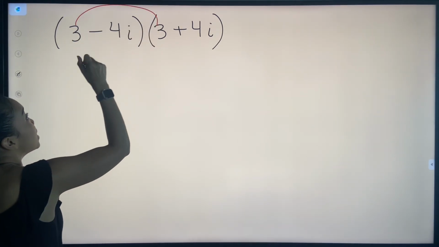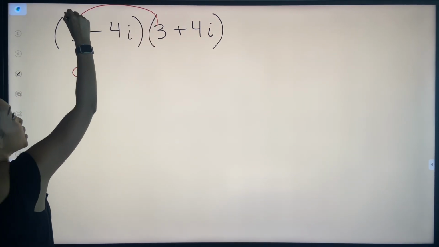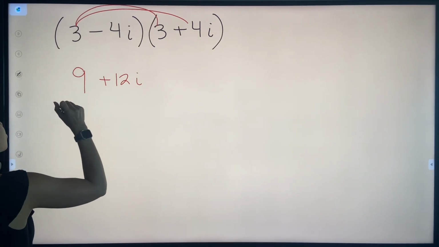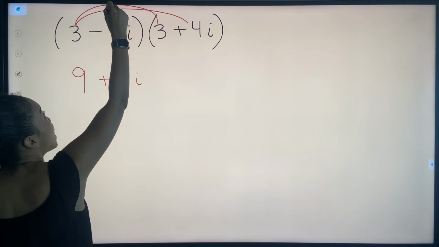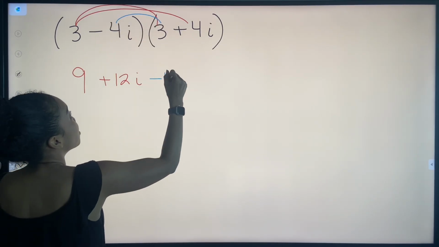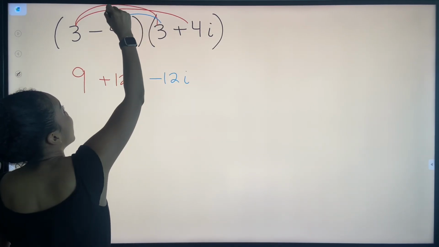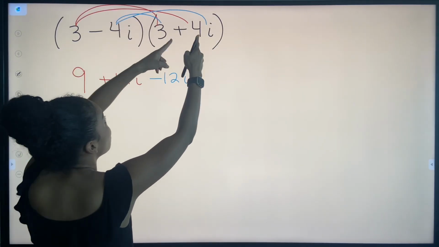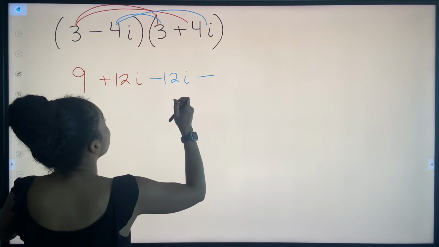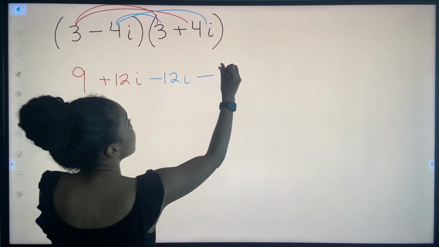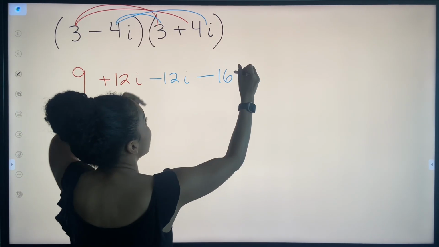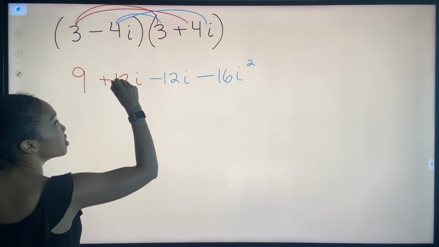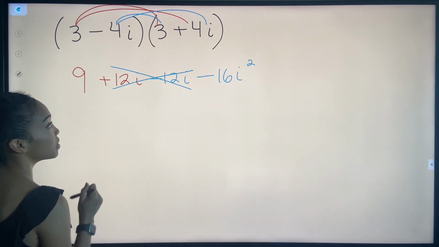3 times 3 is 9. 3 times 4i is 12i. Let's do this one now. Negative 4i times 3 is a negative 12i. Negative 4i times a positive 4i, a negative and a positive will be a minus, a negative. 4 times 4, that's 16. i and i is i squared. Notice 12i minus 12i is just 0, so that middle term is gone.